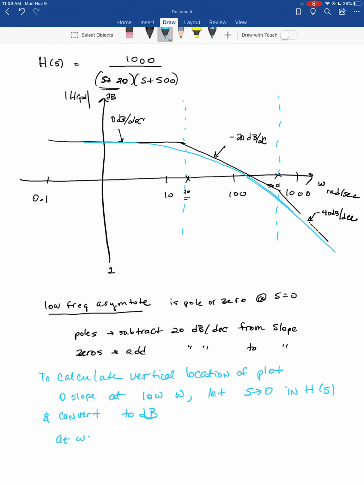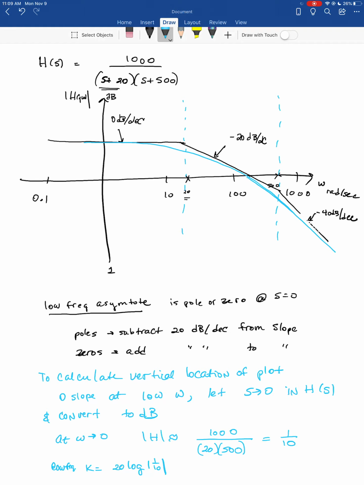So at omega getting very small, the magnitude of H is approximately 1,000 over 20 times 500, which is 1,000 over 10,000, or 1/10. And so to calculate the gain, take 20 log of 1/10. And so that is the low frequency gain.